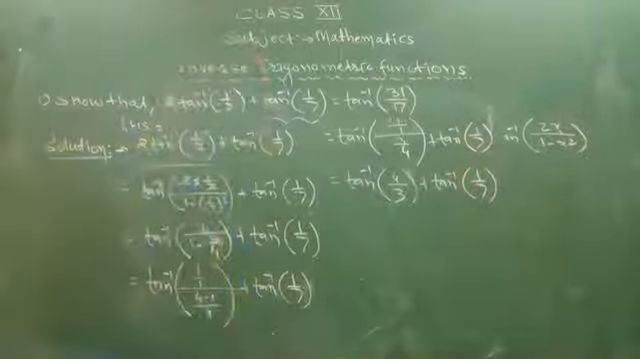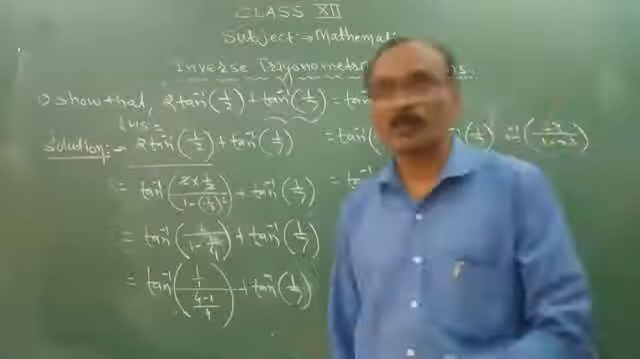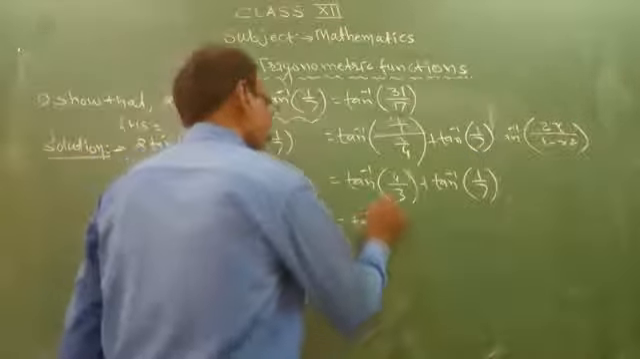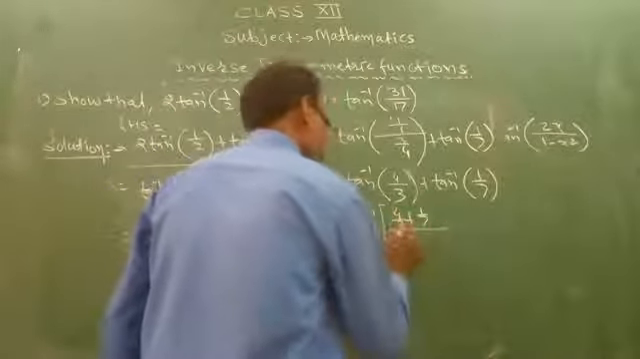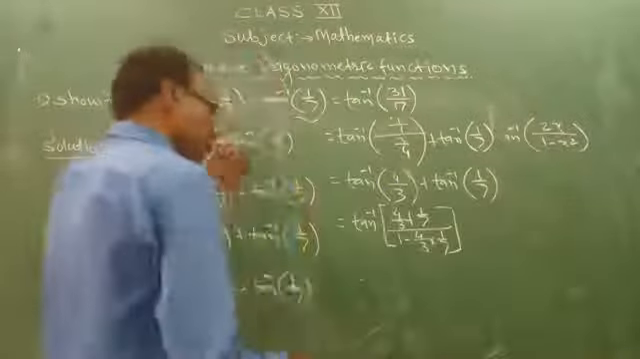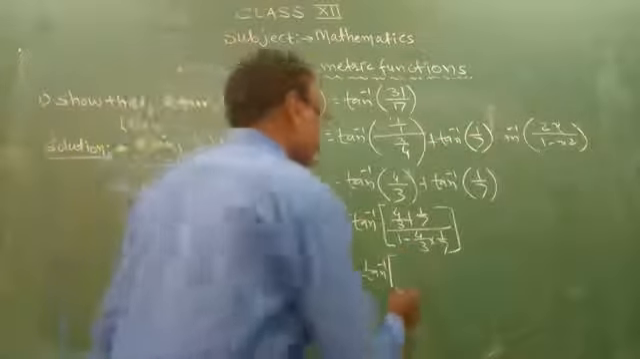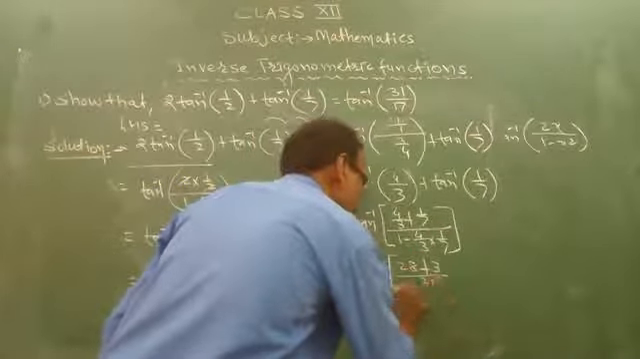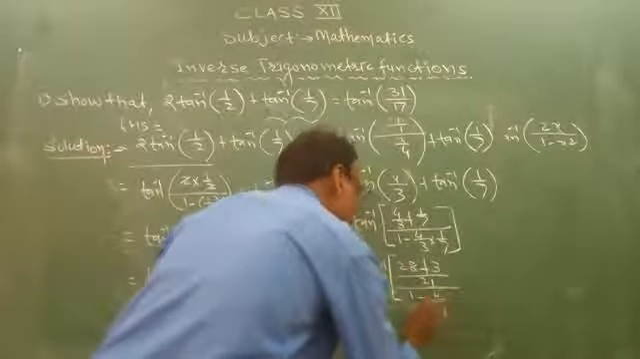Now we can add this: tan inverse a plus tan inverse b, or tan inverse x plus tan inverse y, equal to tan inverse of (x plus y) upon (1 minus x into y). So that is tan inverse of (4 by 3 plus 1 by 7) upon (1 minus 4 by 3 into 1 by 7). So that is tan inverse, add this: (28 plus 3) upon 21 upon (1 minus 4 by 21).